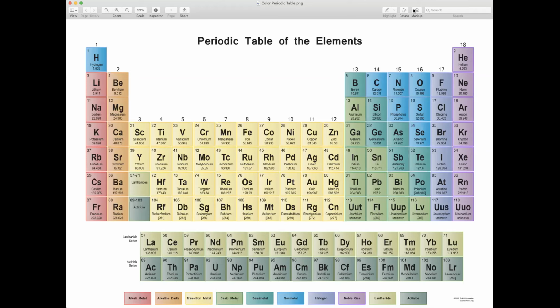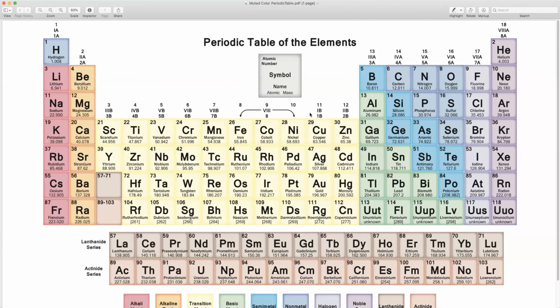Okay, so be able to predict the charges of ions from their location on the periodic table. All right, so you see on the screen that we've got our periodic table. This one that I chose, unfortunately, does not have the proper group numbers. So let's go to another one.